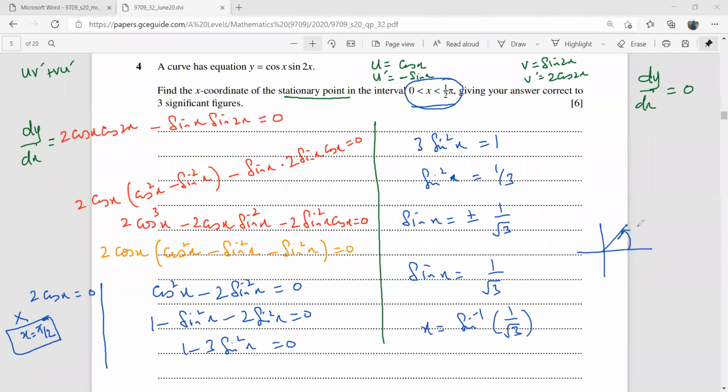Okay. Shift sine of 1 divided by under root 3. That is 0.615. No one gave me the answer.